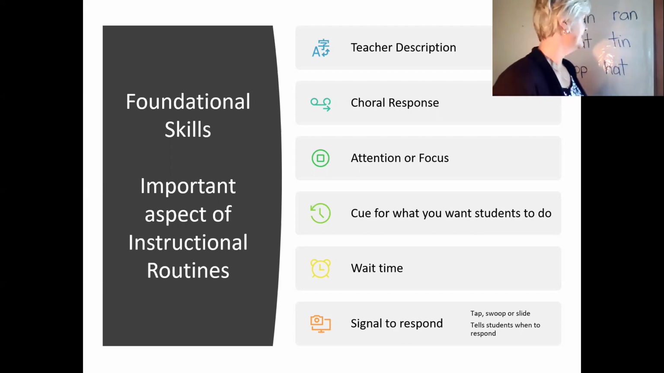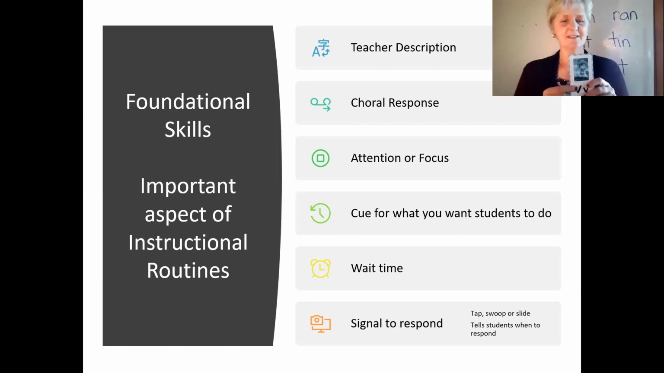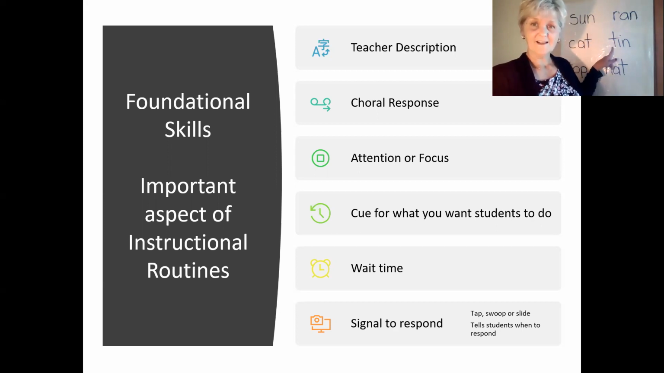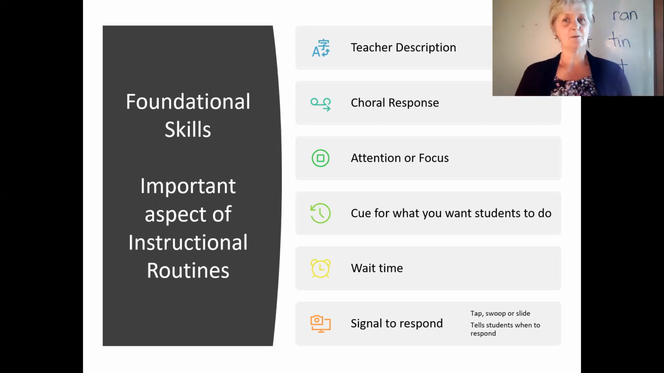The next thing we think about is attention or focus. I'm going to put my finger here, and this is going to be my focus. It's going to show children where I'm going to start. If I'm doing a sound spelling card, my focus is here, so my finger is here, which says to them, right here, boys and girls. I don't have to say that, but my finger is the focus. It creates the place for them to look for the work we're going to do.